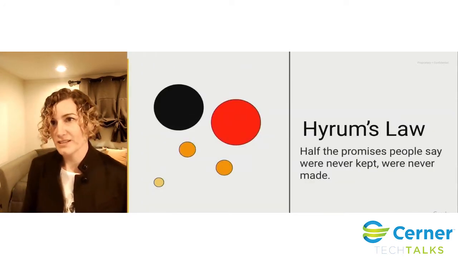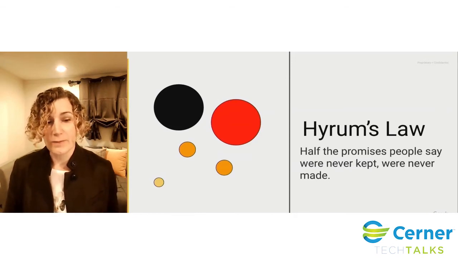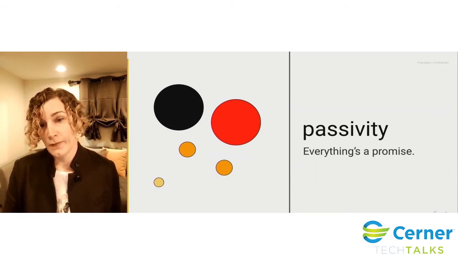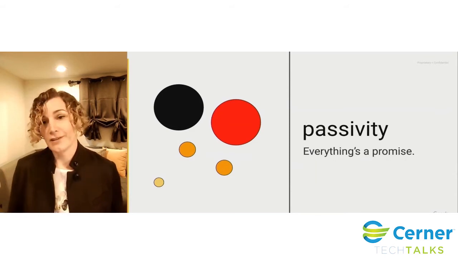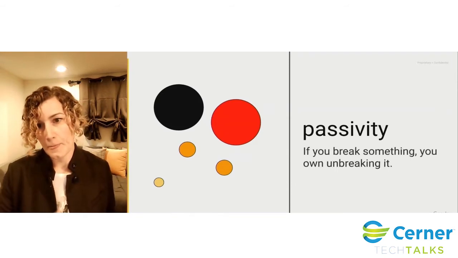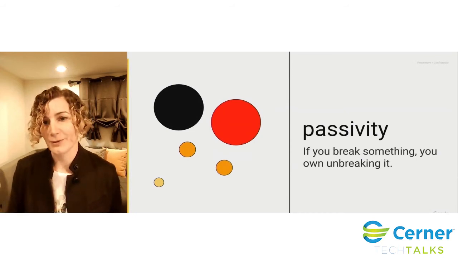I think passivity is very closely related to Hyrum's Law in that it is a little bit about what promises do you make to your users or your customers, and then how good are you at continuing to honor those promises. And it definitely carries that idea that in passivity, everything's a promise. So I like that a lot. And also, like I said, that cultural ownership thing of, well, if you break it, you own the breaking of it.